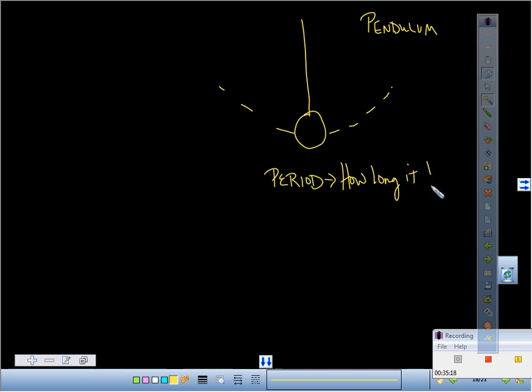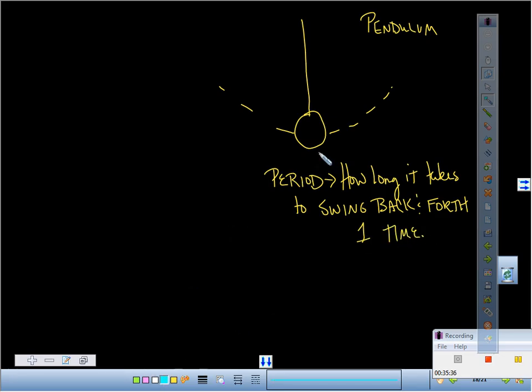it takes to swing back and forth one time. Okay? So what I'm talking about is how long it takes this pendulum to swing from here all the way over to here and all the way back again. That is called its period.